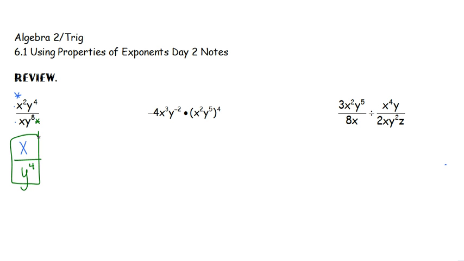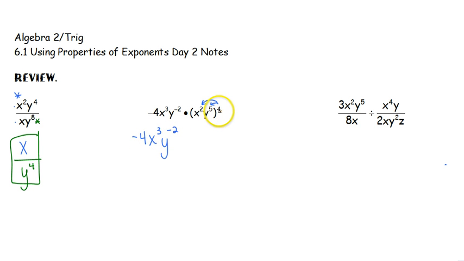We move over to our next problem. We have multiple things going on here. We've got negatives, we've got multiple x's, multiple y's, we've got parentheses. The first thing that we always want to do is get rid of the parentheses. So I'm going to distribute this 4 first. That becomes a negative 4, x to the third, y to the negative second. We didn't change anything there.